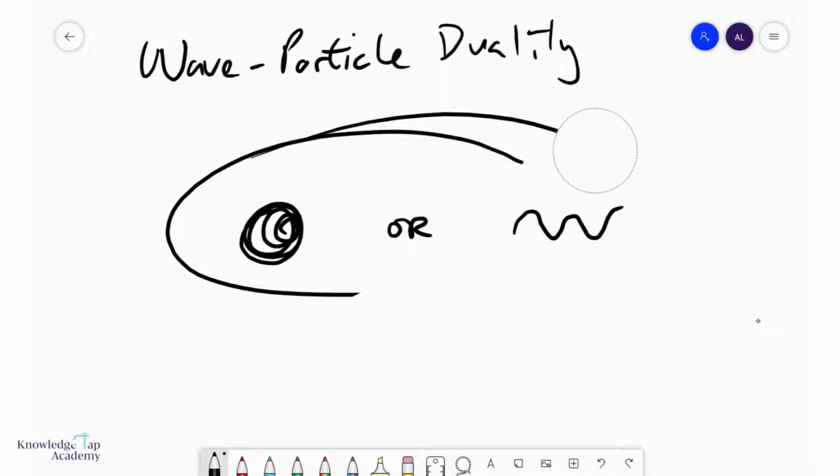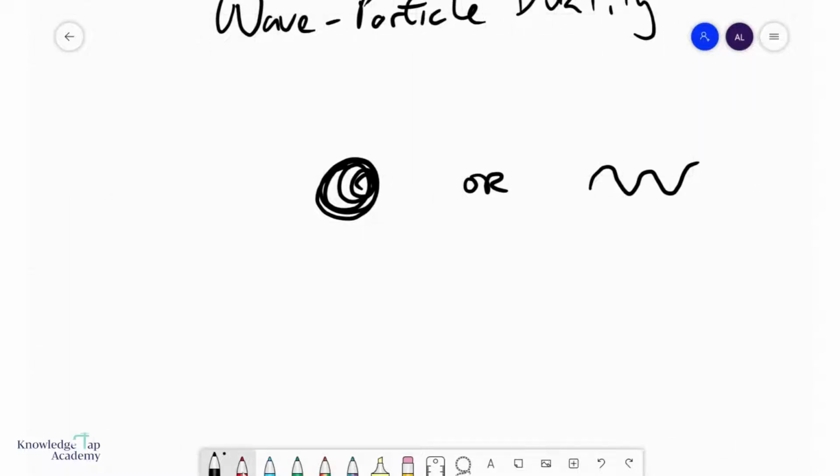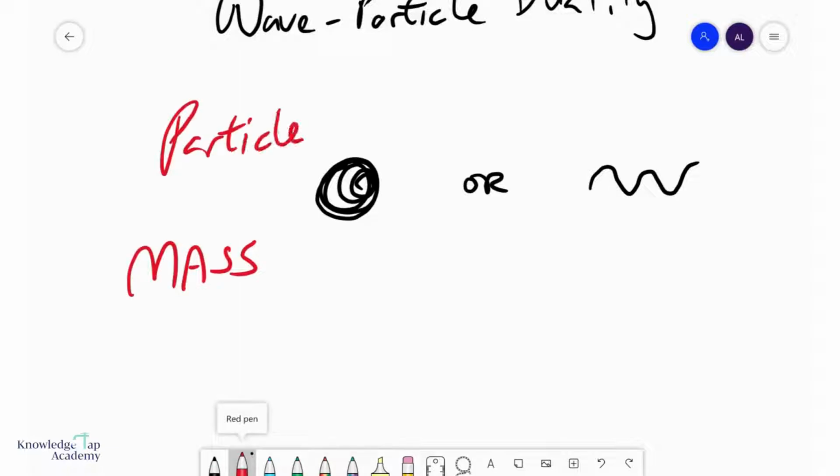And so first let us understand what it means to be a particle. Basically, to be a particle, the key thing that you must have is mass, right? To be a particle, you must have a quantifiable mass, which means you can have something called momentum, because momentum is simply mass times your velocity.